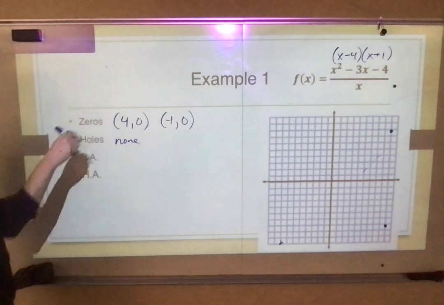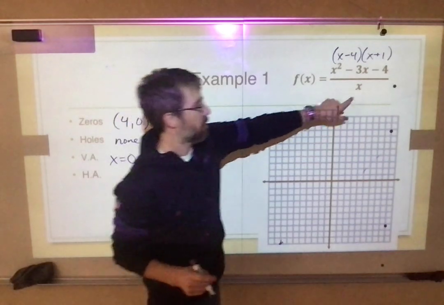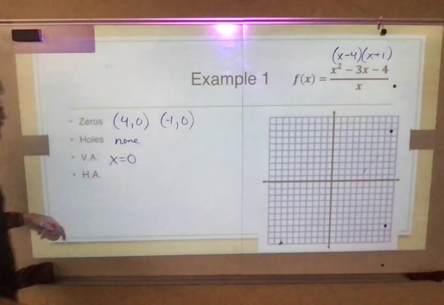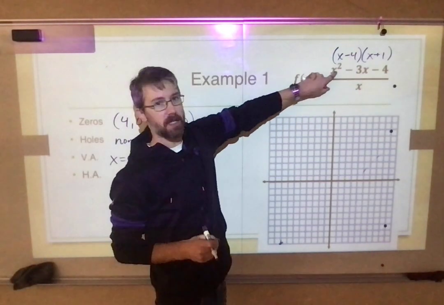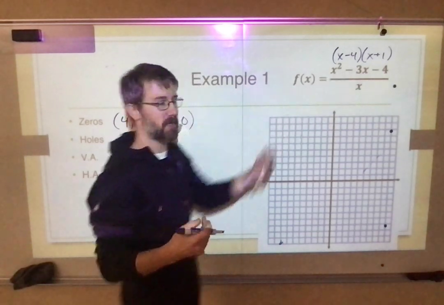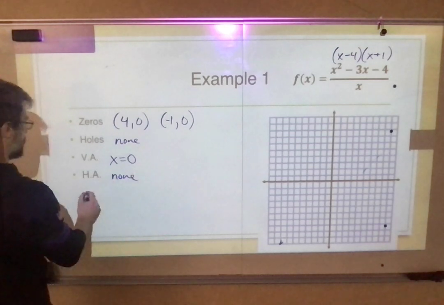Vertical asymptote, what makes the bottom equal to 0? 0, right? If I plug in a 0 for that x, it's equal to 0, so it's x = 0. Horizontal asymptote: looking at the degree, the top is 2, the degree of the bottom is 1. Bigger degree on top means that we have no horizontal asymptote.